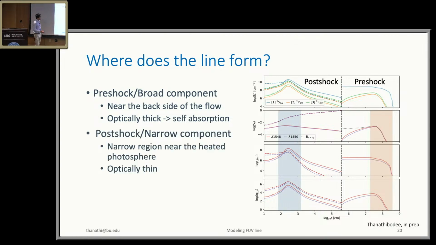For the post-shock, the narrow component is coming from a very narrow region, a very narrow physical region. So it is optically thin and is coming from a region very close to the heated photosphere on the left here. So the velocity is not very high, like very, very low velocity.